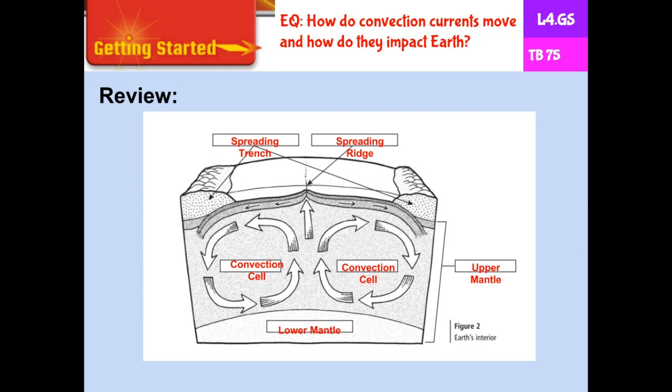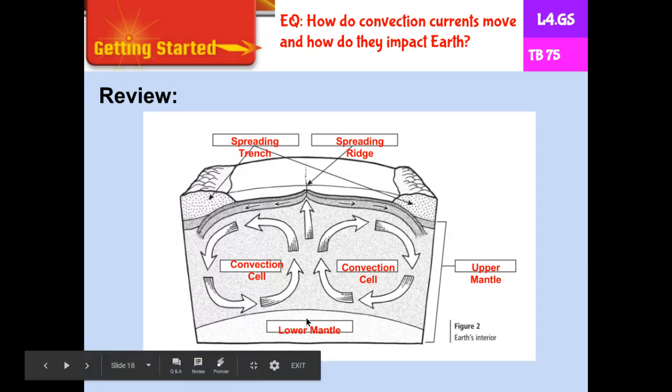Looking back at our lab from yesterday too, this is what it should look like. You have trenches on the sides where the oceanic crust is subducting underneath the continental crust. You have a spreading ridge, and this is where the new material is being created. You have the convection cells. There's two of them. And then the lower mantle, which of course is heating the upper mantle.